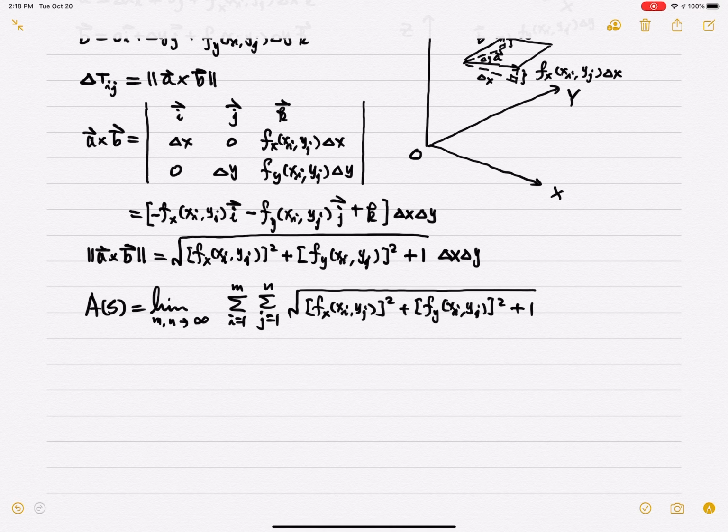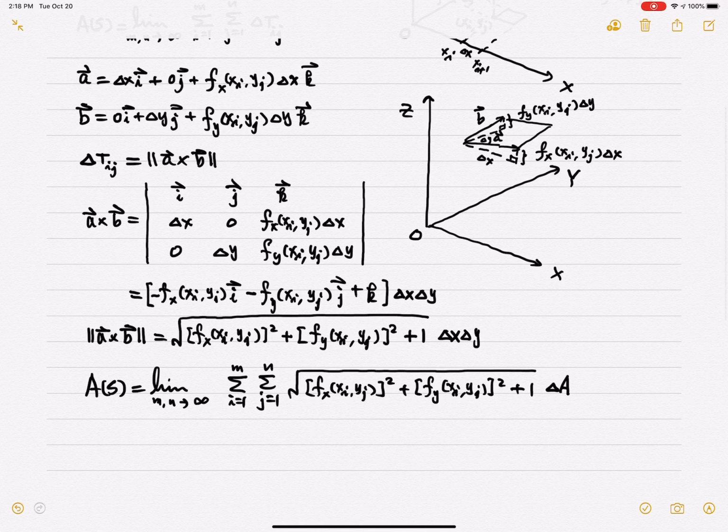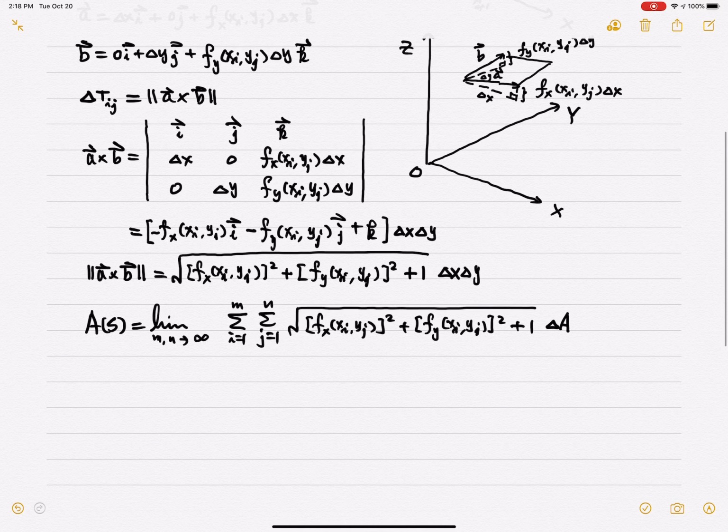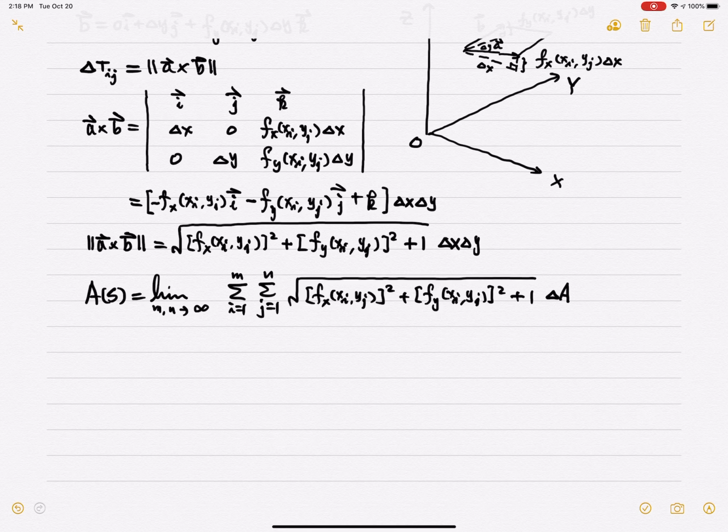And then, we can just call it delta A. That's the area of the rectangle, length delta y, width delta x. Now this limit may or may not exist. If it exists, you can see that's a limit of Riemann sum. It is a double integral. So that's a double integral.